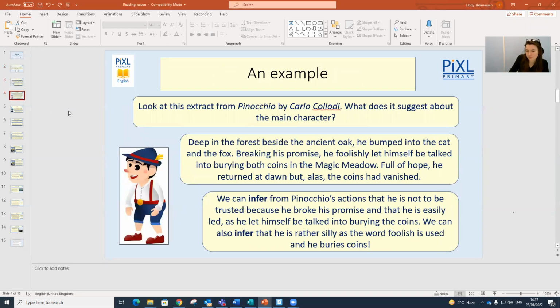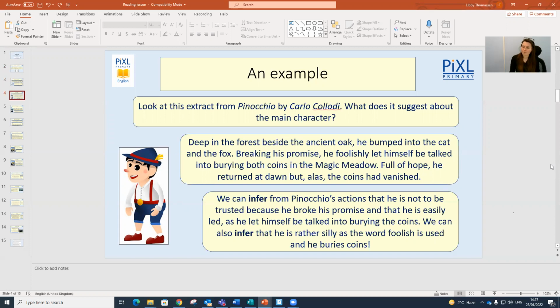Here's another example. I'm going to read this section from Pinocchio. Deep in the forest, beside the ancient oak, he bumped into the cat and the fox. Breaking his promise, he foolishly let himself be talked into burying both coins in the magic meadow. Full of hope, he returned at dawn, but alas, the coins had vanished.